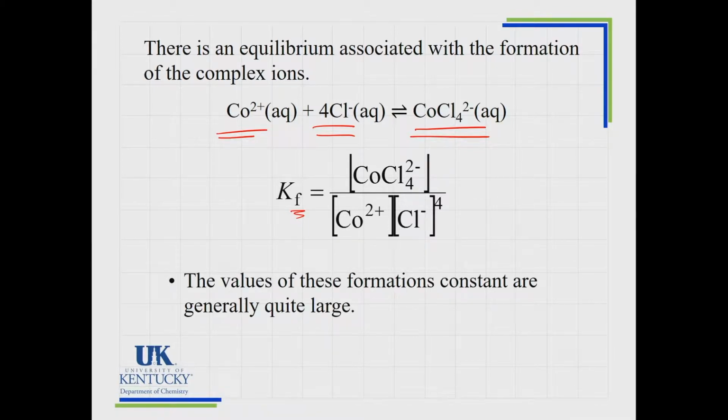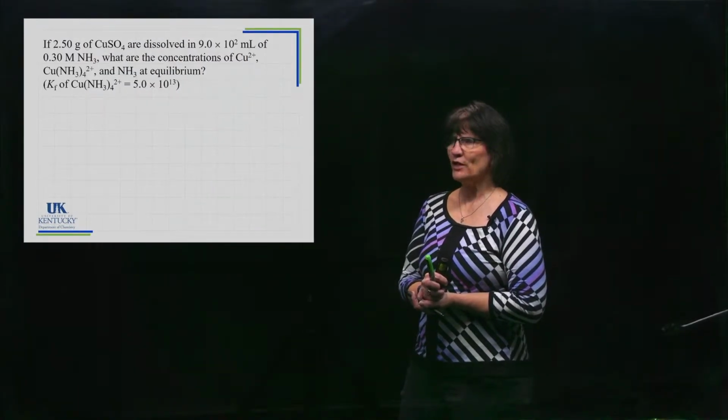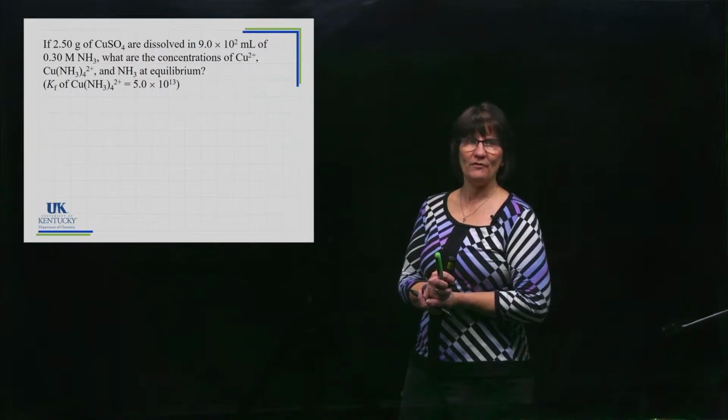Now, these values are generally quite large, whereas when we were talking about Ksp, we had very tiny values, and the equilibrium lay far to the left. These are quite large, and these equilibria lie far to the right. They're still equilibria, so there's still some of everything present, but you have way more product than reactant. This is going to lead us to do problems a little bit differently. When you have very small values, you can make some assumptions and it makes it easier. When you have really large values, we're going to make a completely different level of assumption. The best way to show you how to do this is by way of an example, okay?